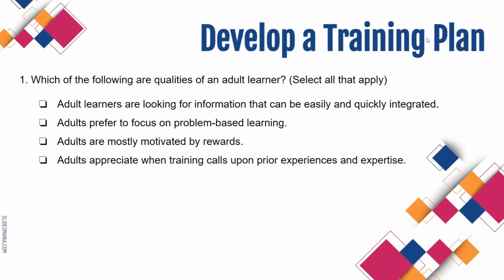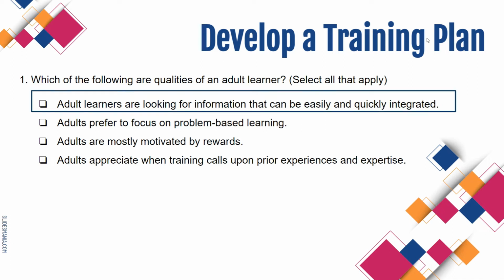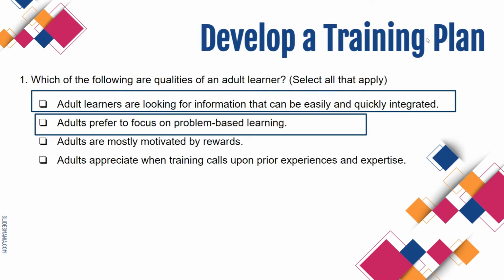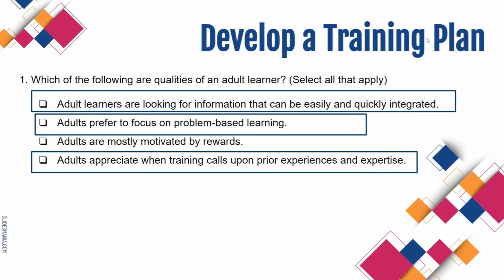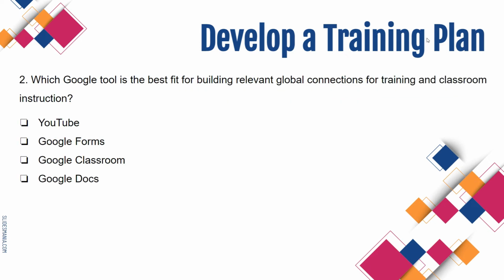Okay, let's start with the first question. Which of the following are qualities of adult learners? Adult learners are looking for information that can be easily and quickly integrated. Correct. Adults prefer to focus on problem-based learning. This is true. Adults are mostly motivated by rewards. This is wrong. Adults appreciate when training calls upon prior experiences and expertise. This is correct.